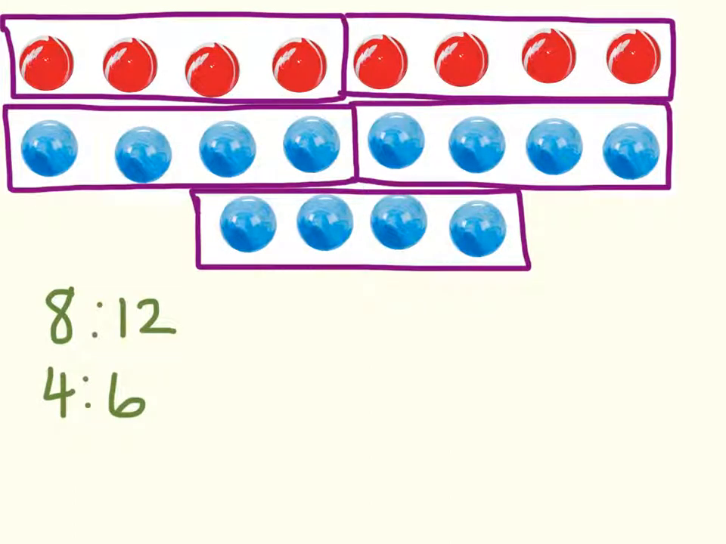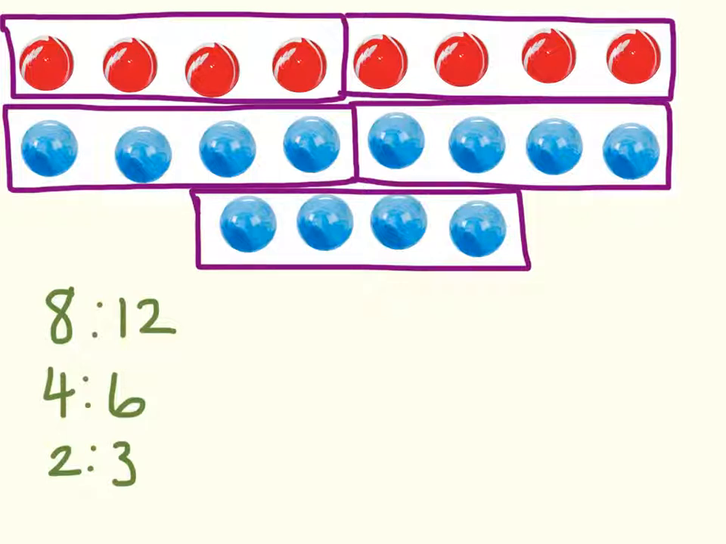like this. Now, there are 2 groups of red marbles and 3 groups of blue marbles. The ratio of the number of groups of red marbles to the number of groups of blue marbles is 2 to 3. Notice that Linus is not changing the number of red marbles or the number of blue marbles ever. He's only regrouping the marbles.